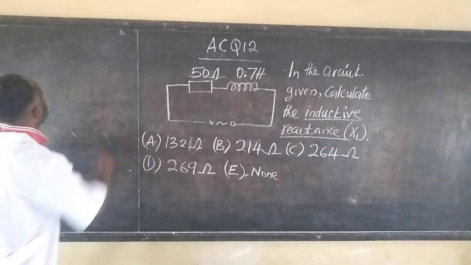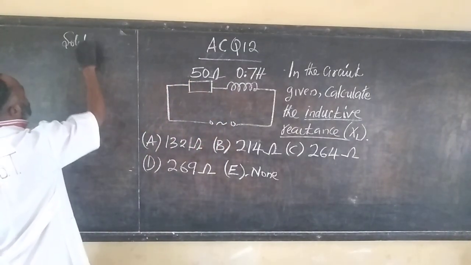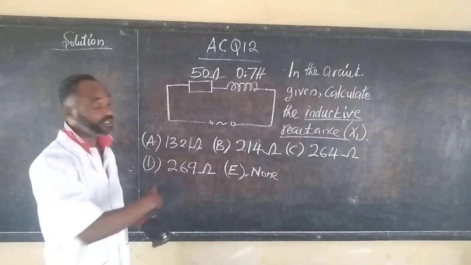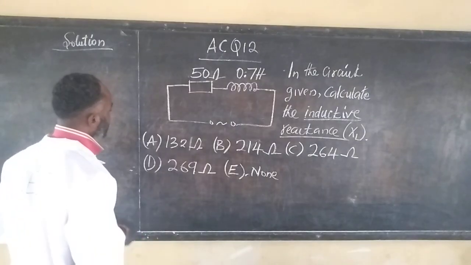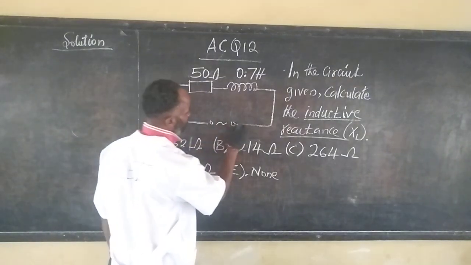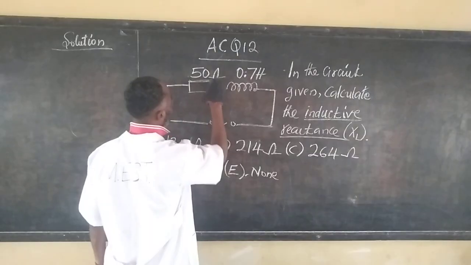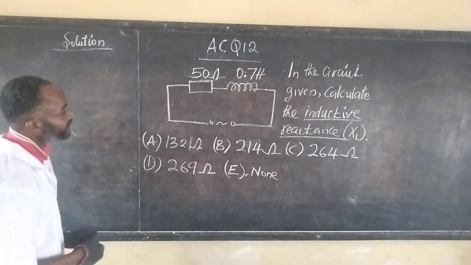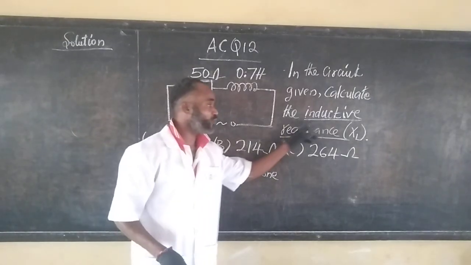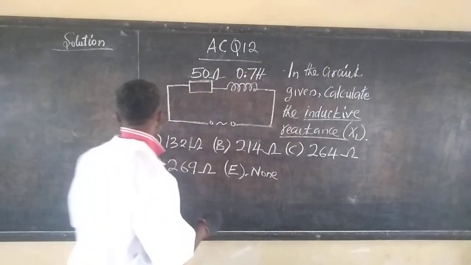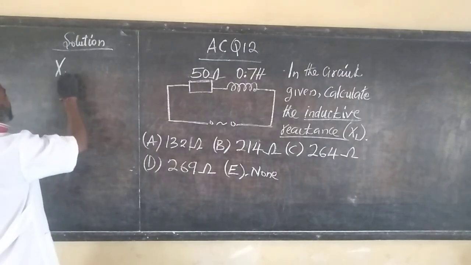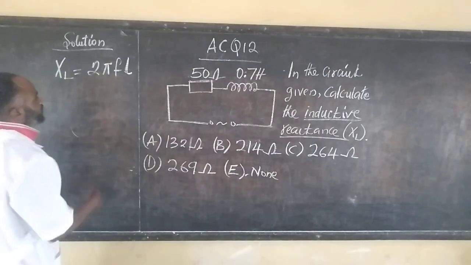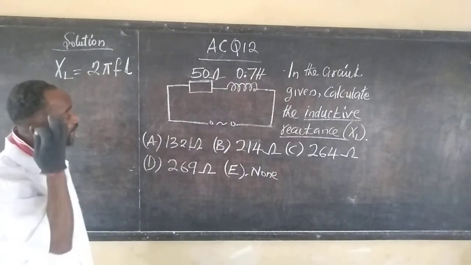So let's just go. We simply write solution. The circuit is already given, so you just look at it and then carry on. The next thing we need to do is consider the formula for calculating the inductive reactance of an inductor. That is given as XL is equal to 2 pi FL. With this, we can now bring out our data.